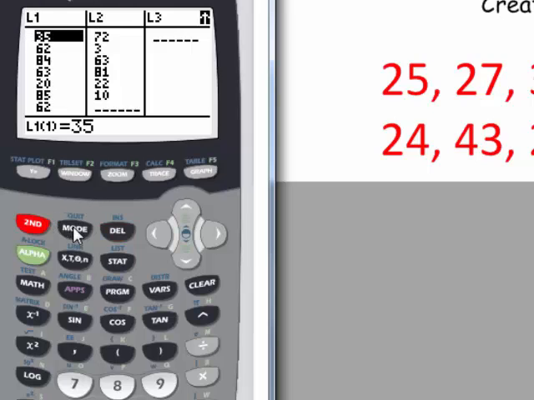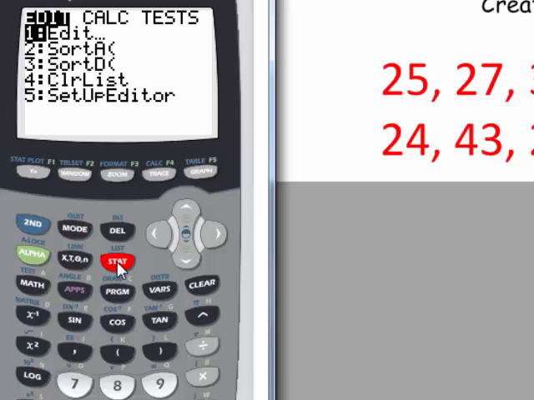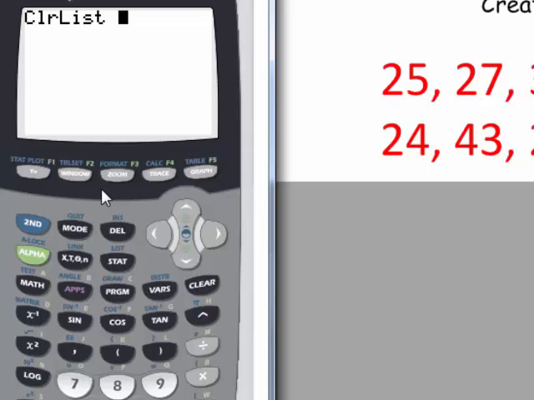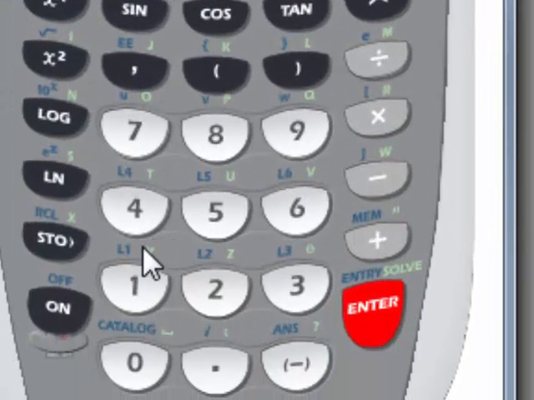What I can do is go back to my main screen. I'm going to go back to my statistics, and if you look, there's a clear list. So I'm going to go down there and select clear list. Well, I need to clear list 1 and list 2, L1 and L2. Where can I find those? Well, there's a couple of spots. They are right on your calculator, if you notice. I've got a blue L1 right here, and a blue L2, so that's one way to do it.